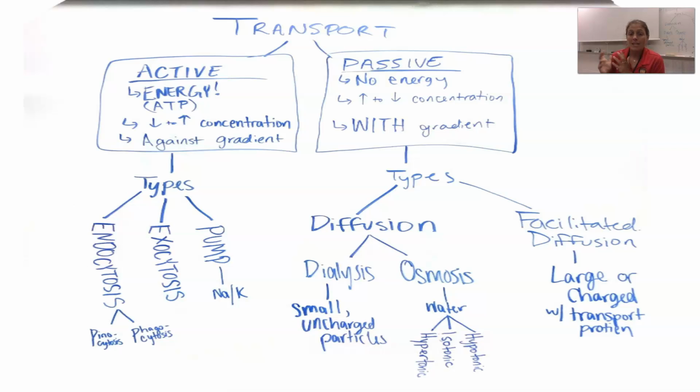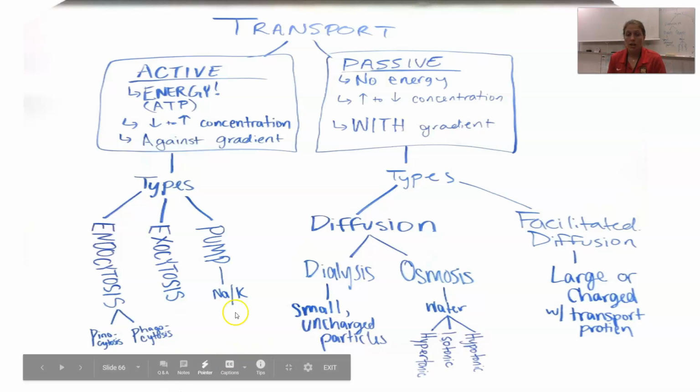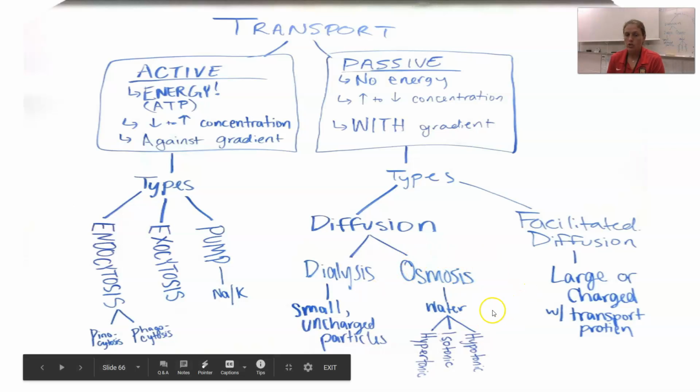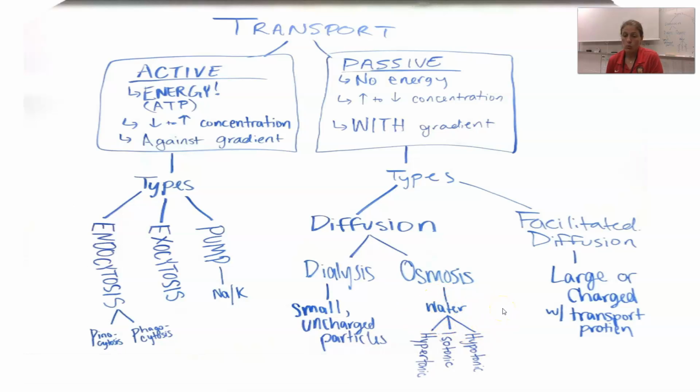In passive transport, like we said, we have dialysis, and this is going straight through the phospholipid bilayer. These are typically small, uncharged particles, and they can just diffuse straight through the cell membrane. We also have osmosis, which is only limited to diffusion of water. We have three types of osmosis: hypotonic, isotonic, and hypertonic. We talk about that a lot later. We are going to be pros at osmosis by the time we are done with this unit, so I don't want to harp on it too much right now.